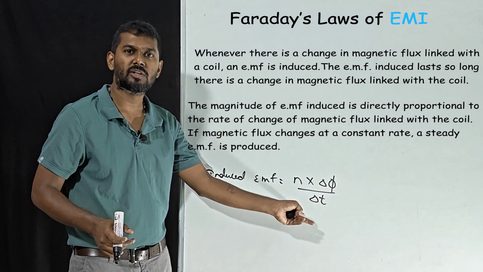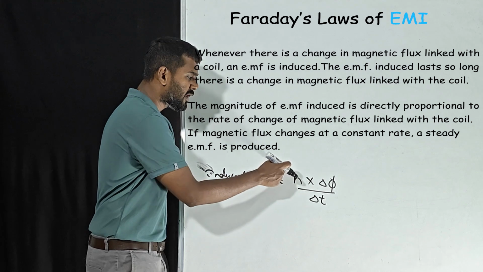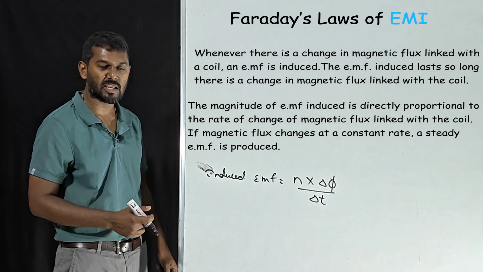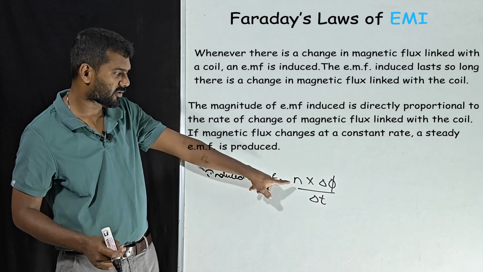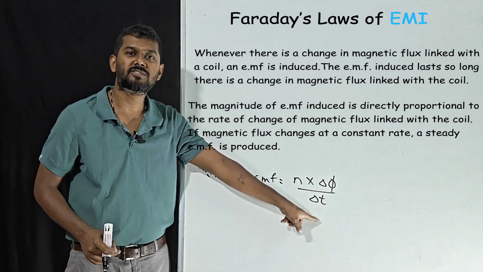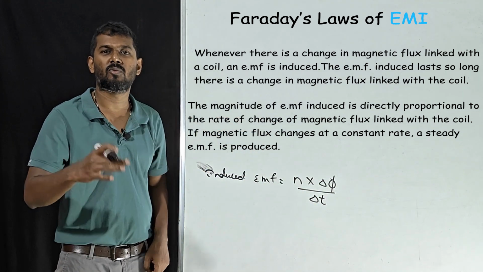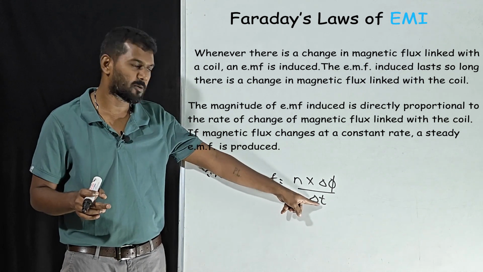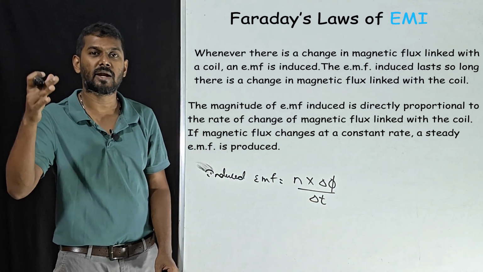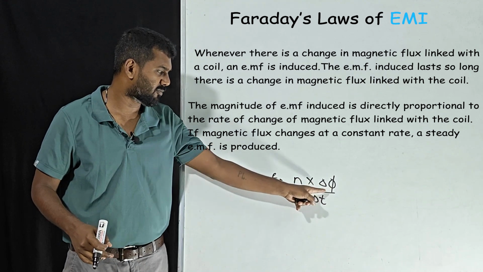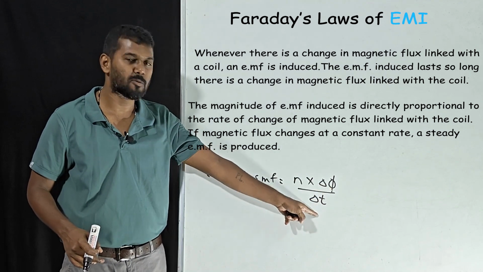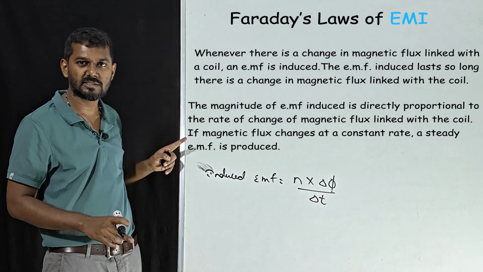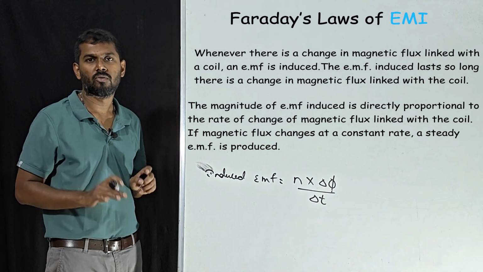Because of that, there is a change in time. Then N represents the number of turns of the coil. So what are the factors affecting induced EMF? The number of turns of the coil and the rate of change of magnetic flux. What do you mean by rate of change? Whatever value we are talking about, divided by time. So magnetic flux divided by t is nothing but the rate of change of magnetic flux. This is Faraday's law, and these are the two factors.